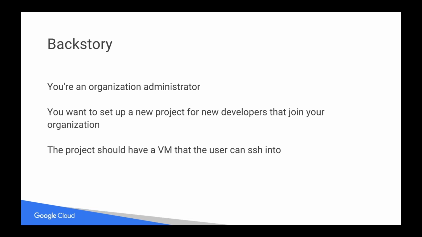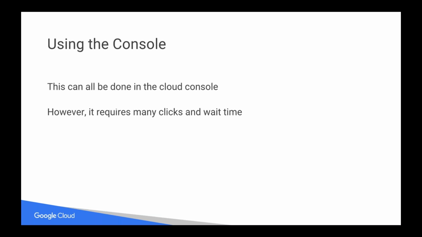So let's say you're an organization administrator and you want to set up a new project for every new developer that joins your organization. For now, we'll say the only requirement is that it needs a virtual machine that you can SSH into, but you can easily imagine other setup that you might want. For example, Google storage buckets with pre-populated data. Maybe that VM has a custom image on it with pre-installed software. Maybe there's a managed instance group that actually already has a demo version of the app that you develop. This could be anything, but for the sake of keeping it short for the slides, it's just going to be a single VM with SSH access.